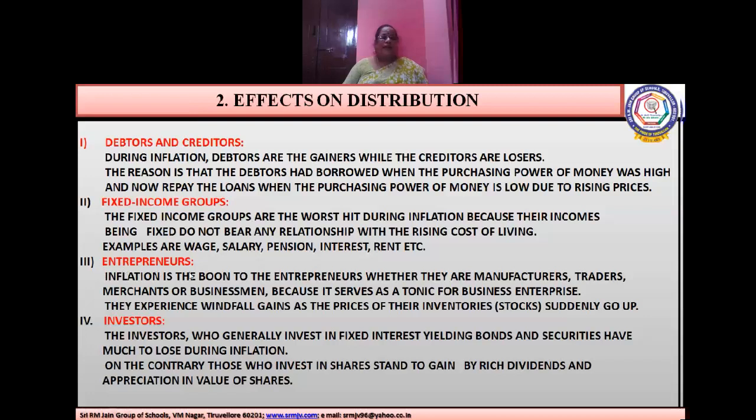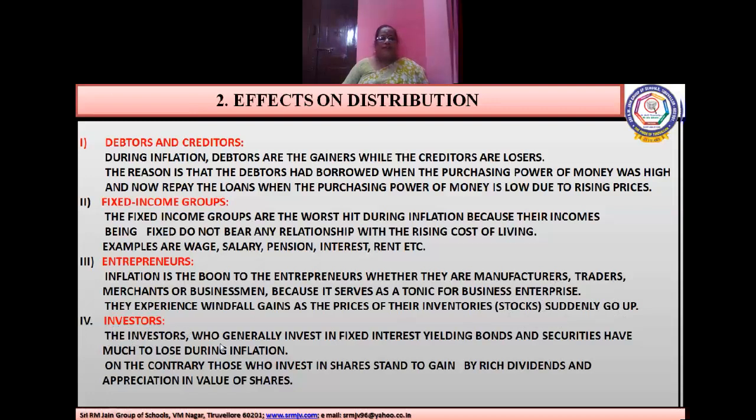Third point, entrepreneurs. Inflation is a boon to the entrepreneurs, whether they are manufacturers, traders, merchants, businessmen, because it serves as a tonic for business enterprise. They experience windfall gains. Windfall gains is nothing but unexpected gains as the prices of their inventories or the stocks suddenly go up. Fourth point, investors.